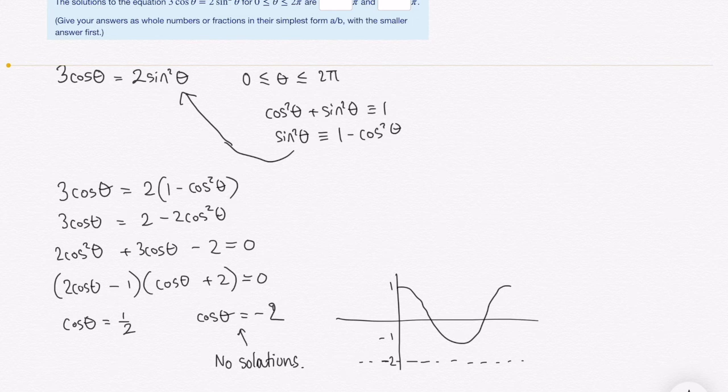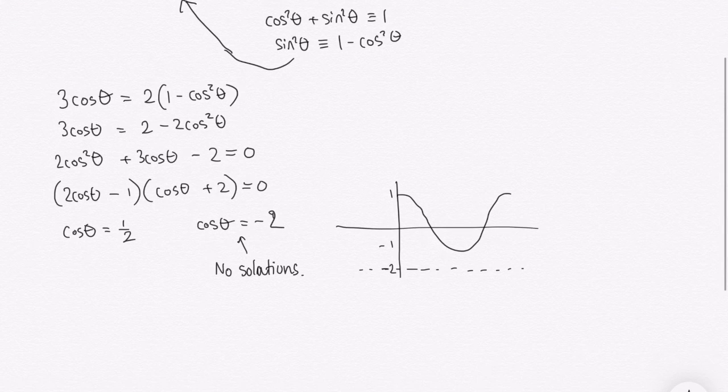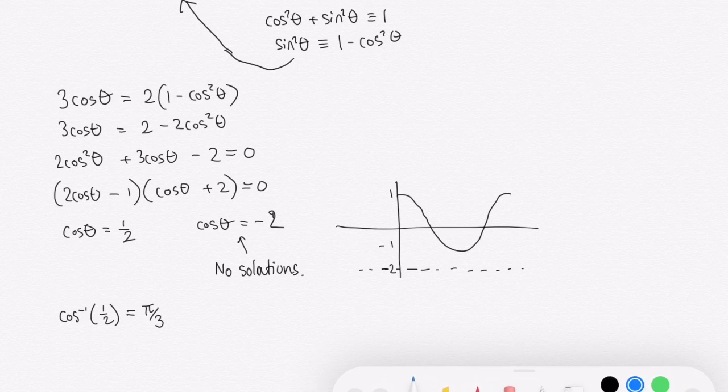Okay, but we also need to deal with cosine theta equals a half. Well, cosine inverse of a half is pi over 3, and you probably should know that one, but your calculator will tell you that if they don't. So we can see that one of our solutions to cosine theta equals a half is at pi over 3 radians. Our other solution is going to be here.